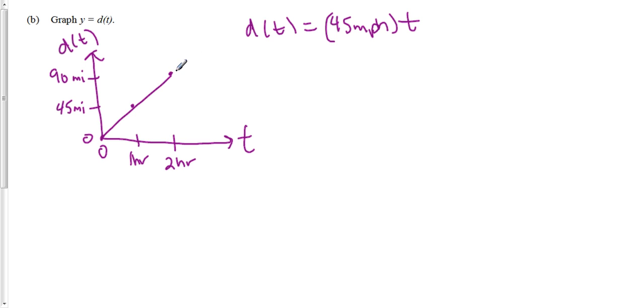And if I draw my line here, I do in fact have a straight line. It does in fact have a y-intercept of 0, which agrees with my equation. And the slope is going to be that 45 miles per hour. So there's our graph. And there's a part C.